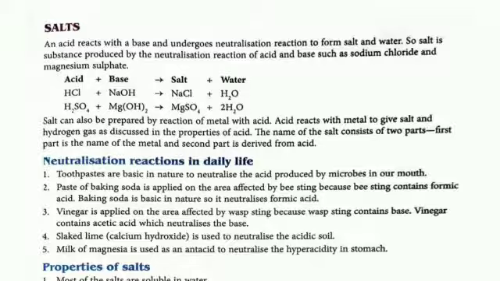For example, HCl, and we take one metal, iron, very simple. Iron plus HCl, what will form? Iron chloride. First part of metal, iron, second part of acid. HCl we have taken, so the second part is Cl. So the formed salt is iron chloride plus H2, hydrogen. Hope you understood.